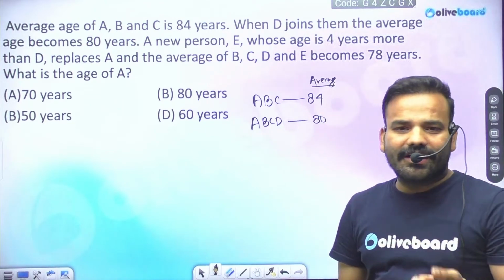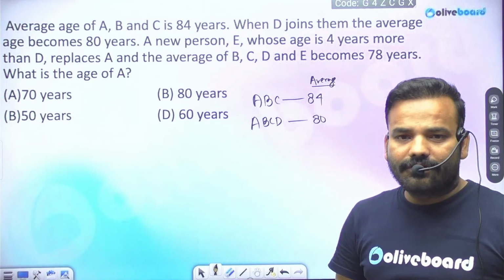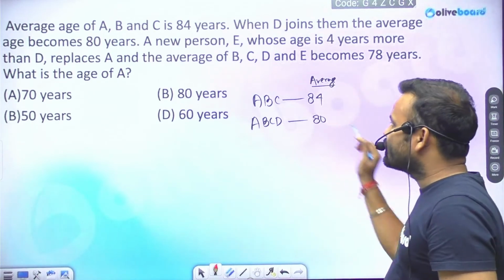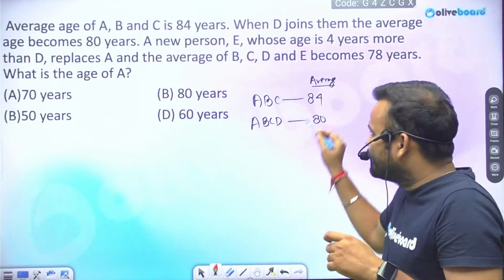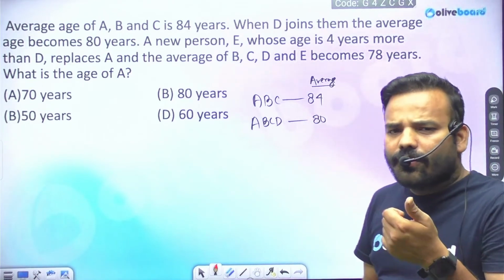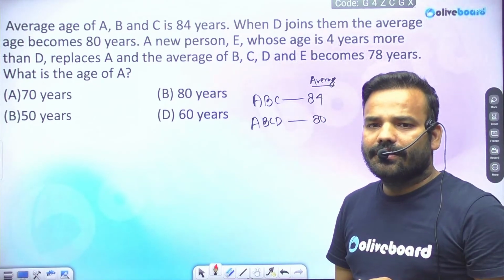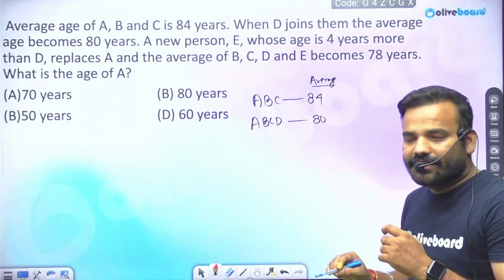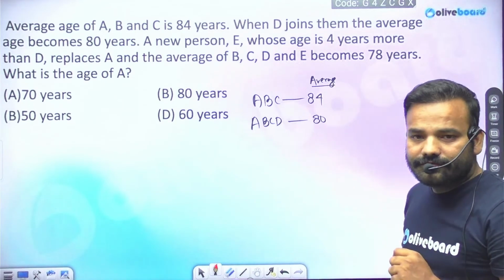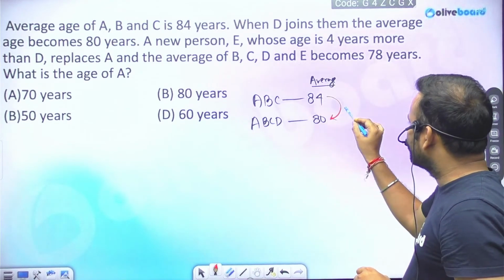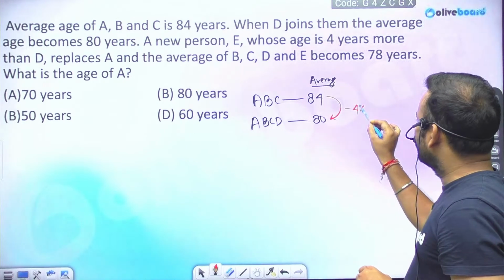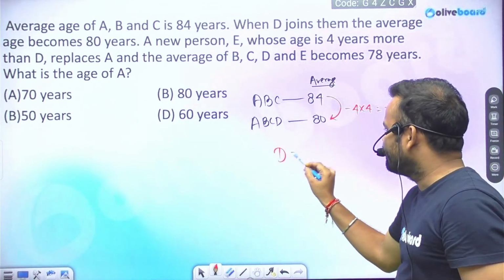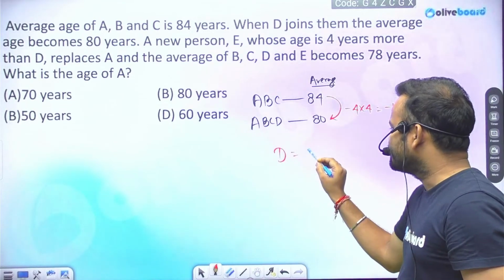Either D will be more than 84 or less than 84. Sir, what happened over here? Initially the average was 84. Any member who is joining ABC will be either more than 84 or less than 84. If they are 84, then the average won't change. Here the average is changing. That means this D is not 84. D is reducing the average by 4, and that is for 4 members, that is 16. That means D is not 84. D is 16 less than 84.